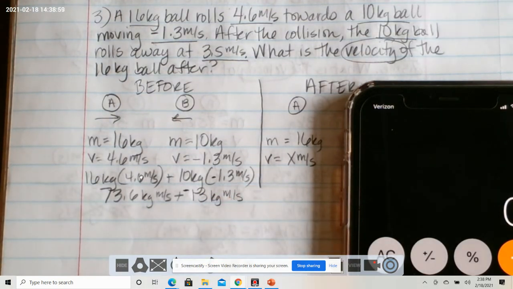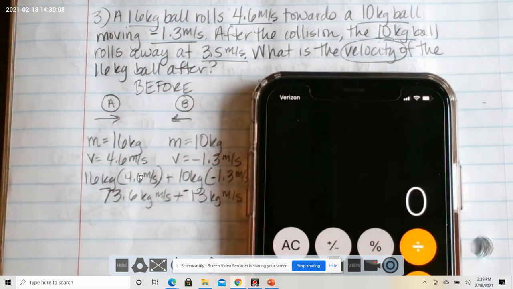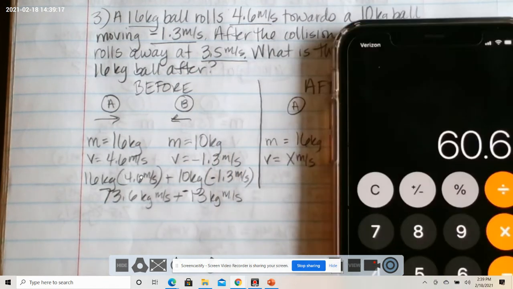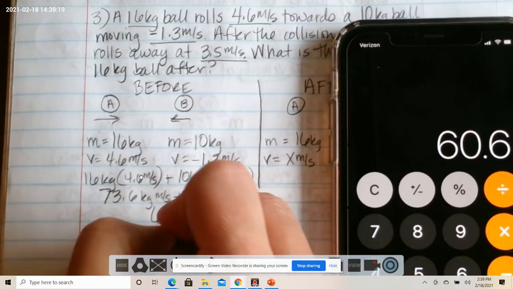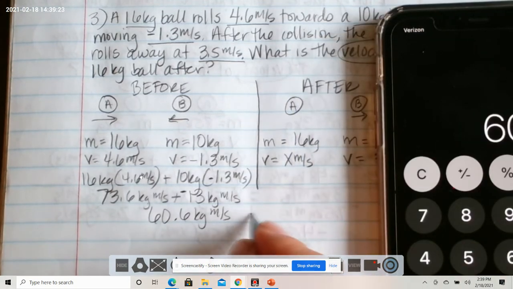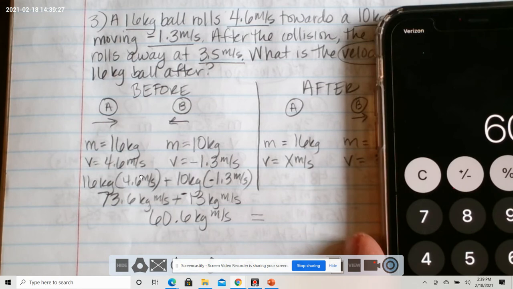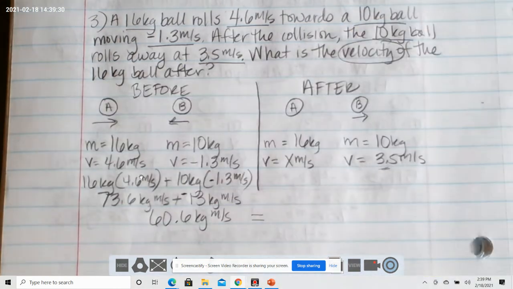Okay, so now I have a problem with two like terms. I can add them. So kilograms meters per second and kilograms meters per second. So I'm going to do that. 73.6 plus 13 negative equals 60.6 kilograms meters per second. So we're all the way done with this side because we figured out the momentum on the before. Now let's do the other side.